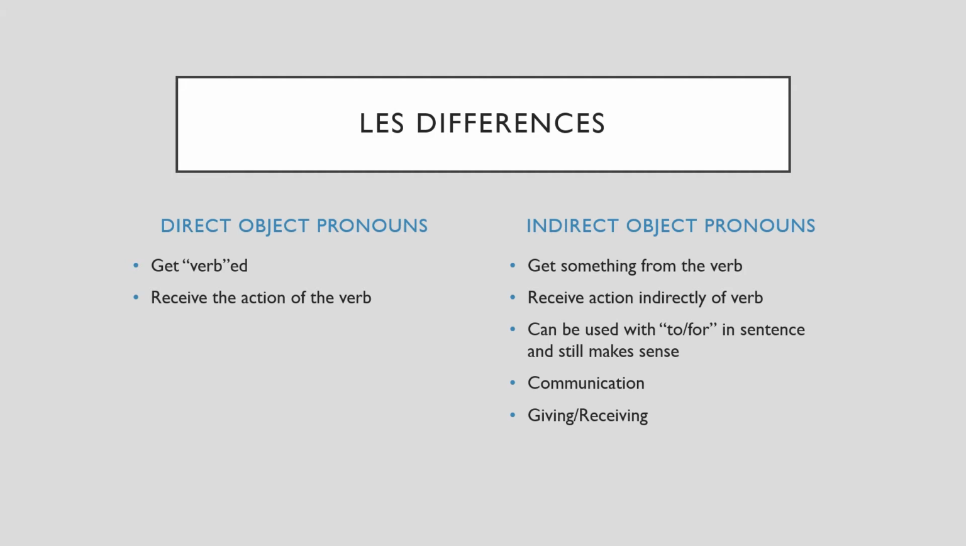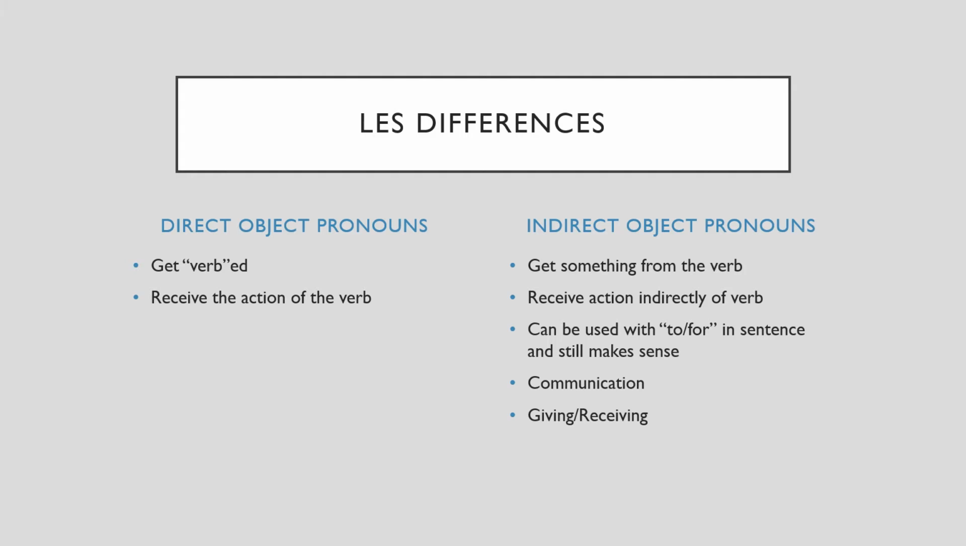Conversely, indirect object pronouns receive the action indirectly from the verb, as your language arts teacher may have told you. I like to say that it gets something from the verb. So we're not getting verbed here, but we're getting something from the verb. So something else is getting verbed, and we're getting whatever that something else is. That's how you know it's an indirect object. And also, your teachers may have told you at some point, if you can use the word to or for in a sentence with the pronoun or the object, and it still makes sense, that's your indirect object.